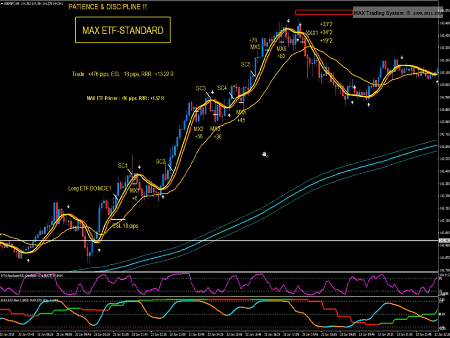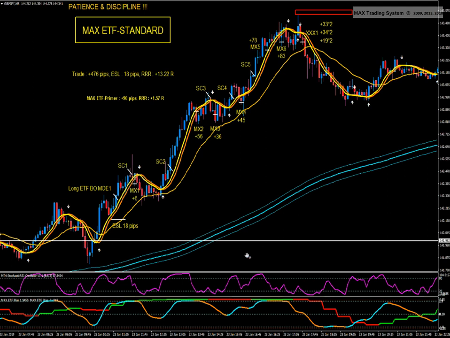But the global context was not favorable to take the short trade. And so we have not taken the corresponding short trade, even if the movement would have been possible to trade. So considering taking trades in the direction of the global context helps to make fewer trades, but with more relevant, in fact, more pertinent trades.